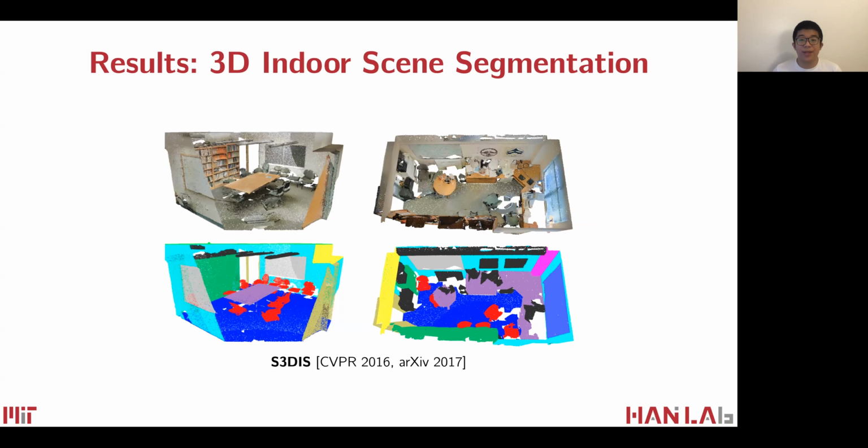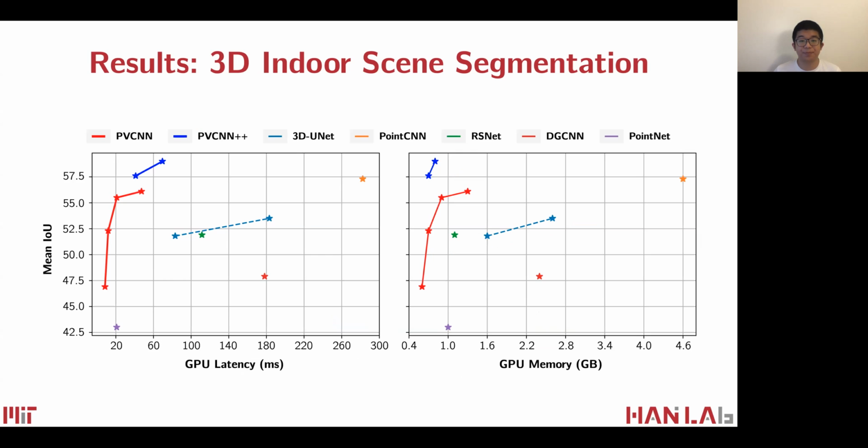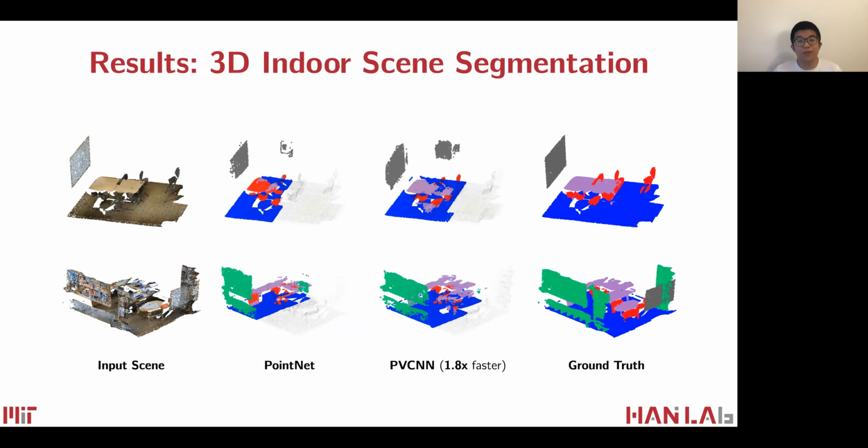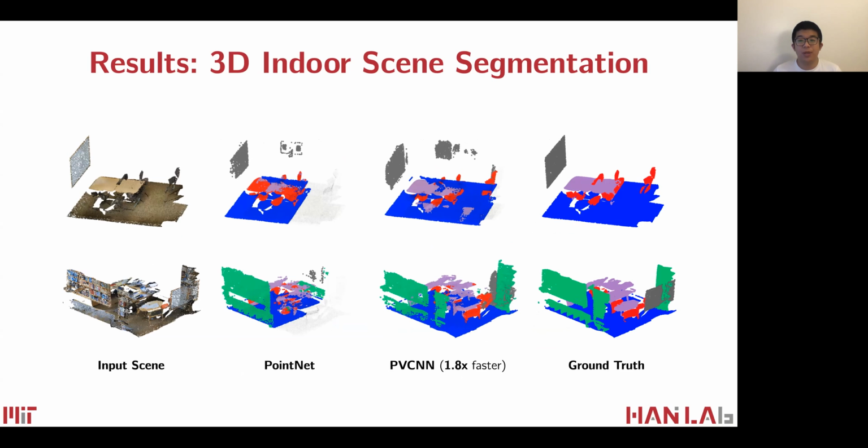We then evaluate our method on a 3D indoor semantic segmentation dataset, and we can see that the improvement is even more significant. PVCNN++, which is built upon PointNet++, outperforms PointCNN with roughly 7 times speedup. And here we compare with the previous fastest model, PointNet. Our PVCNN is roughly 2 times faster. It is also more accurate. In the first example, we can see that PointNet misclassified the desk as a chair, while our model gives the correct prediction.